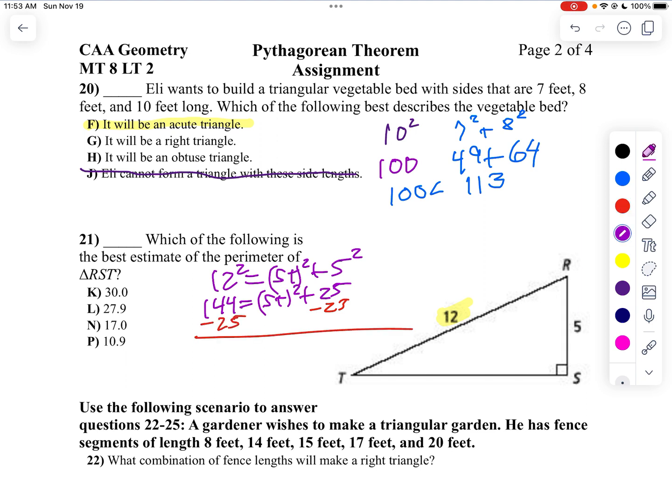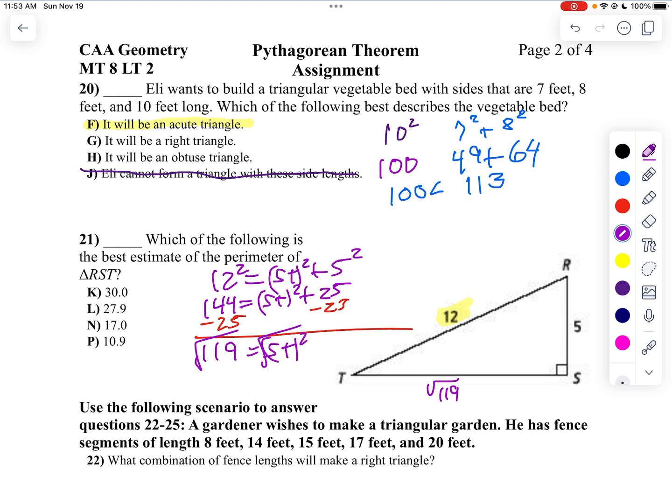And then we get 144 minus 25. Well, if I take 14 minus 5, I get 9. And then 3 minus 2 is 1, so that's 119 equals st squared. Take the square root of both sides. In fact, I think I'll just write this as the square root of 119 for now.